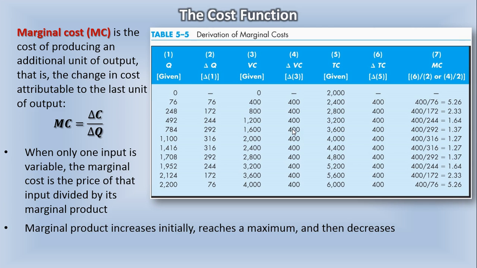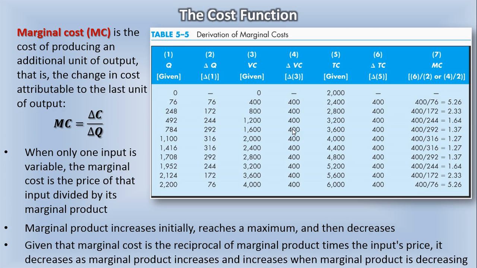So marginal product increases, initially reaches a maximum and then decreases. Given the marginal cost is the reciprocal of marginal product times the input price, it decreases as marginal product increases and increases when the marginal product is decreasing.